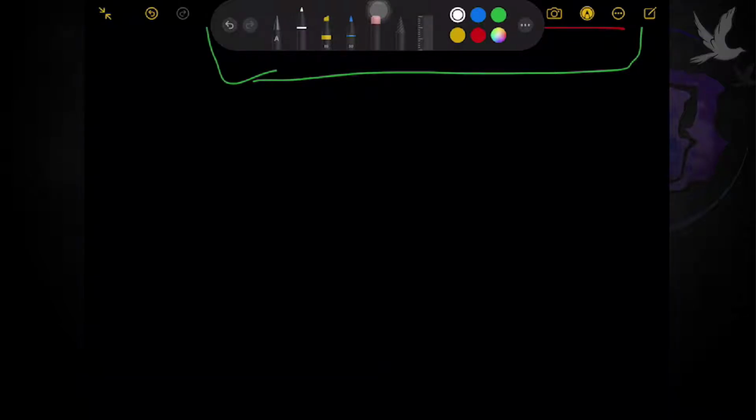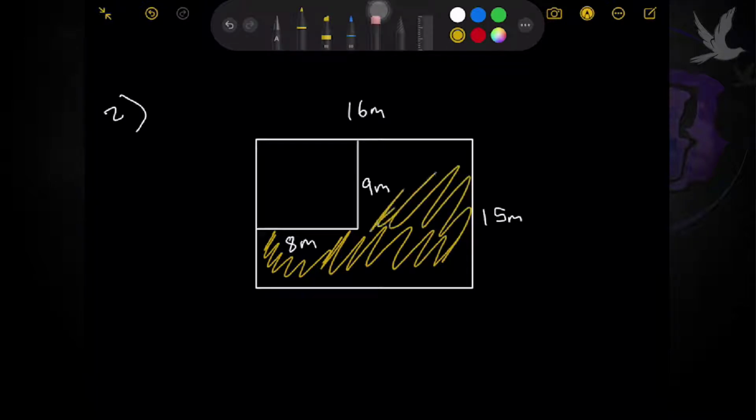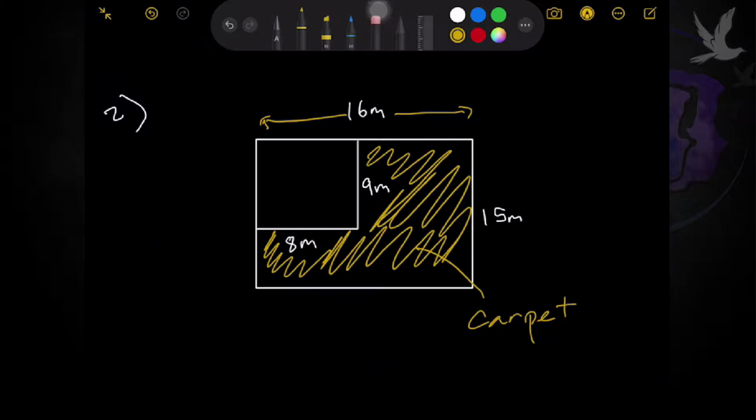Okay, so number 2. Para sa number 2 ninyo, this is actually the given figure in which this part is shaded. And it says there that this yellow part is the carpet area. Okay, carpet area daw yan siya. And itong 16 naman refers to the total length from this point to this point. Then it says there, the figure below shows an exhibition hall. Part of the exhibition hall is covered with carpet. Find the area that is covered with carpet.